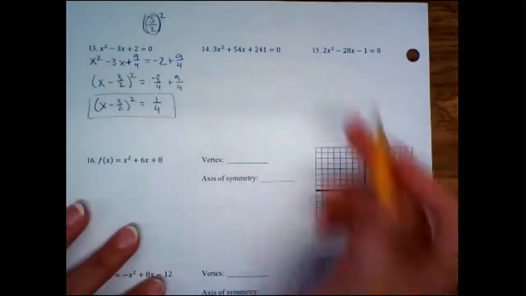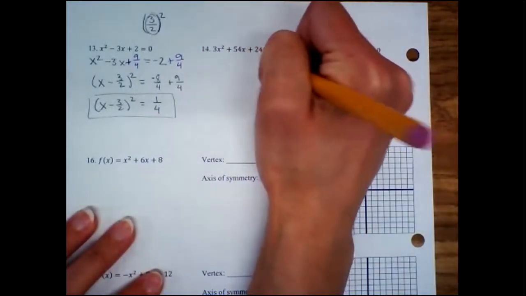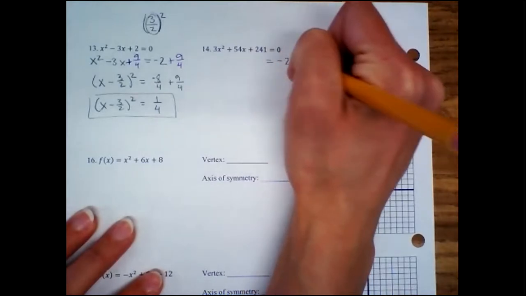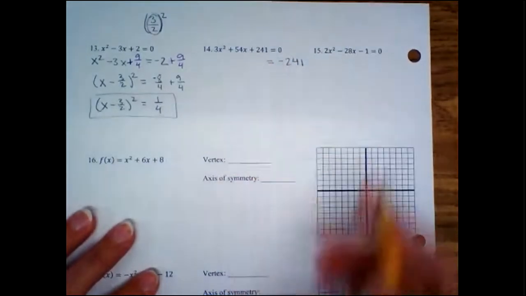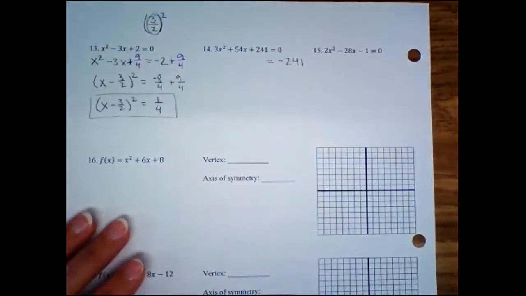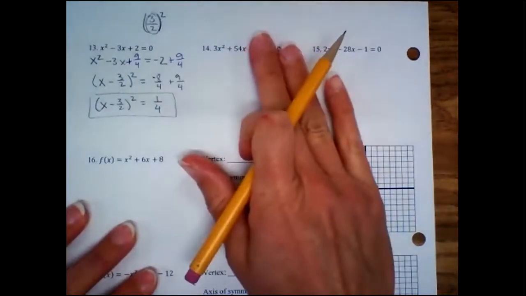All right, and then these ones, I put a coefficient out front. It's going to start out the same way. The first thing you would want to do is subtract over that 241. So you're going to subtract that to the other side. And I know right there, a lot of you are like, oh my gosh, that's such a big number. It's going to be okay. On this side, we moved over the 241.